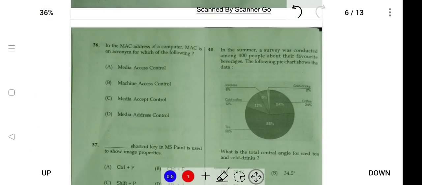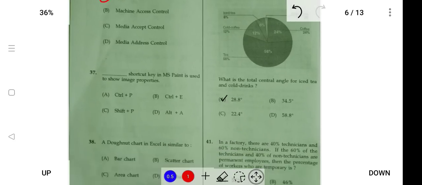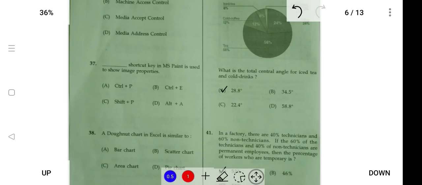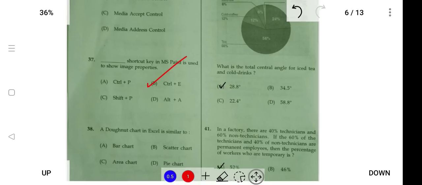In the MAC address of a computer, MAC is an acronym for what? It is Media Access Control. Dash is a shortcut for Microsoft Paint used to show image properties. So image properties is Control plus E. That is option B.